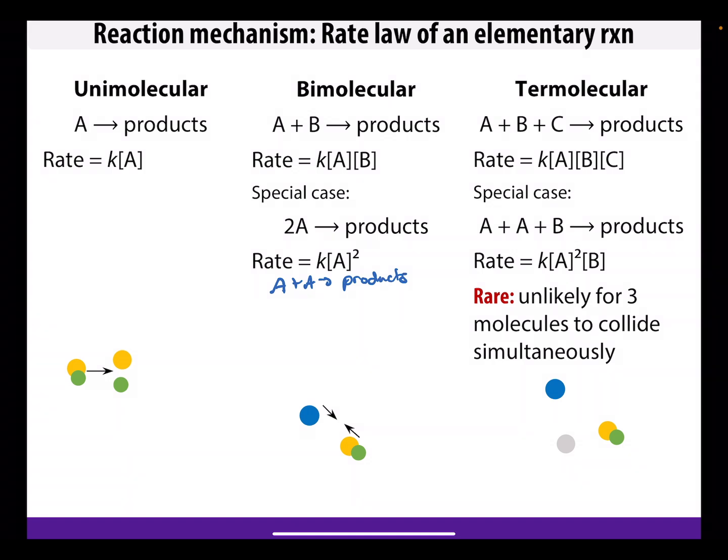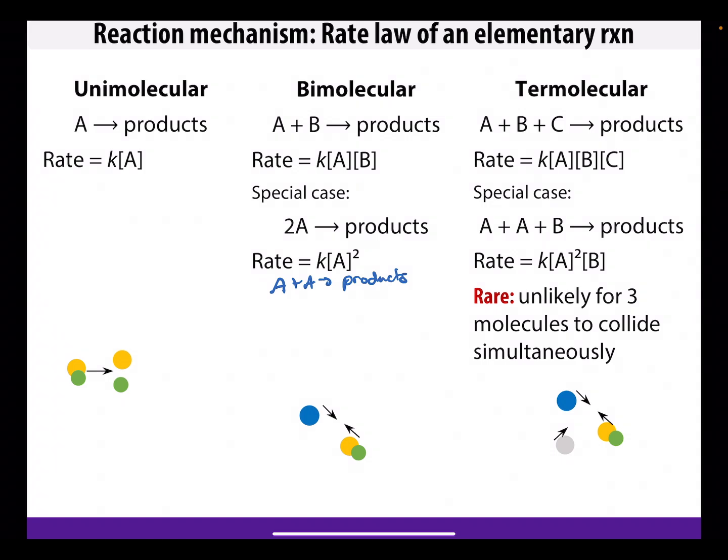So the rate is equal to K times A times B times C. In this case, the special case would be something like 2A plus B goes to products, and the rate is equal to K A squared times B. So in this case, it would be quite unlikely for 3 molecules to collide simultaneously. If you look at the picture of what that would look like down here, if we need A and B and C to collide, think about how unlikely that is for them to collide in just the right way to form the bonds and the products that we need.